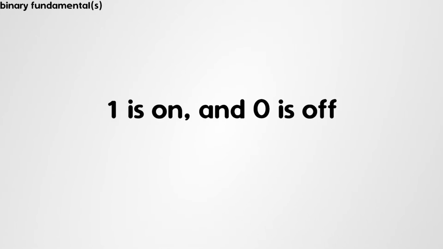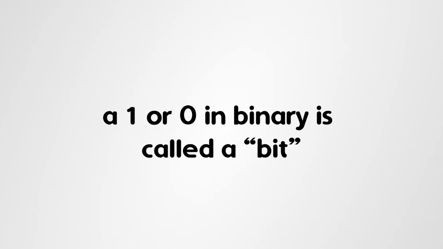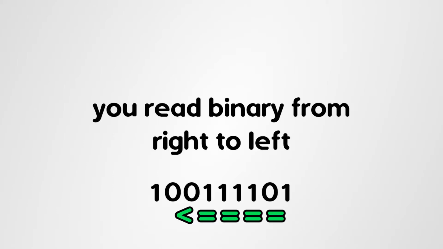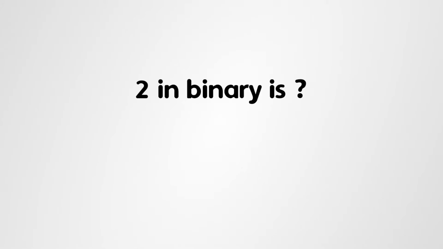If you don't know, 1 means on and 0 means off. Each 1 or 0 when you're reading binary is called a bit, and you're going to be reading it from right to left, much like reading a manga. So we normally understand the number 1 in binary is just the number 1. Now, to get the number 2 in binary, we write it like this. You might be confused because you might think that's 10, but that's actually 2.